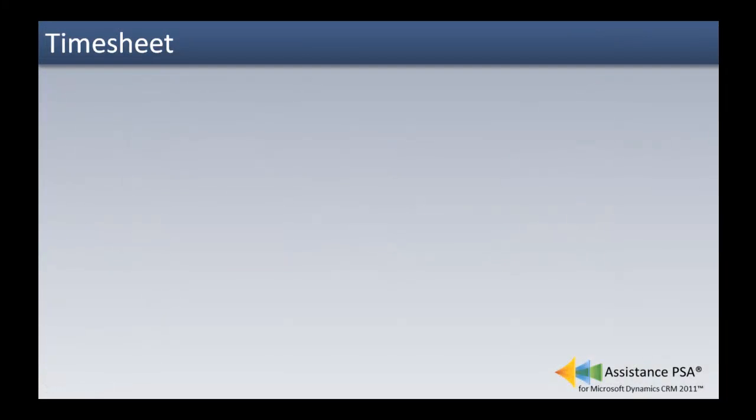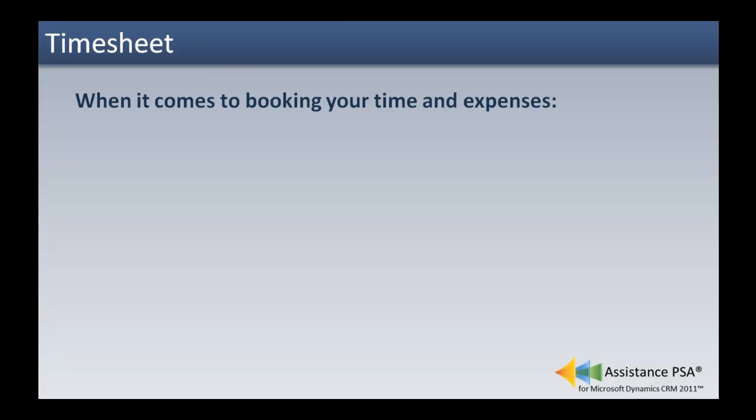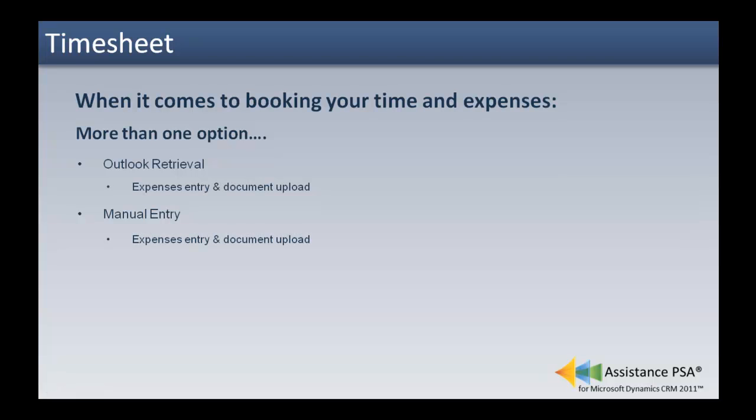Let's review now the concepts you have seen in this tutorial. When it comes to booking your time and expenses, you will find in the timesheet of Assistance PSA more than one option available to you. At the top, the Outlook retrieval function. Fully embedded in Outlook, PSA will bring all your Outlook appointments into your timesheet with one single click. Another option, almost as easy as the first one, is to manually enter your time. In both cases, you can also enter an expense item and even attach documents to the entry.